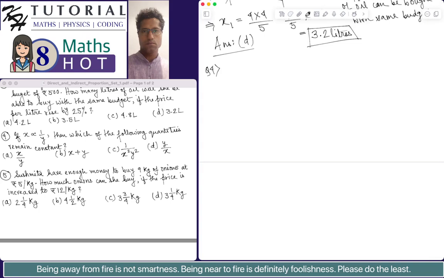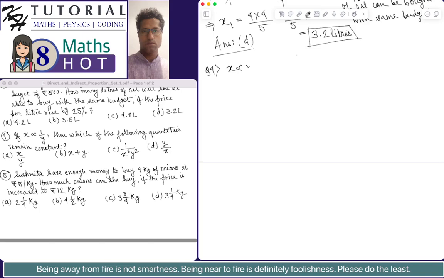If X varies inversely with Y, then which of the following quantities remain constant? Okay, so we are given X is varying inversely with Y. So we write it in mathematical notation as X varies inversely with Y. This is the symbol of varies.